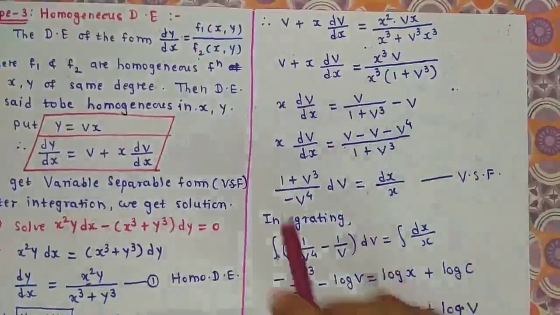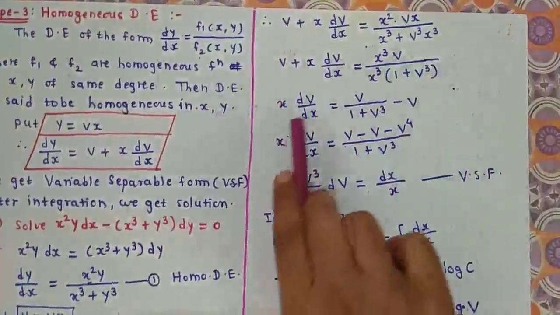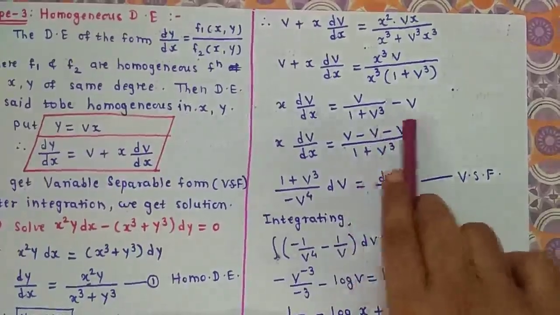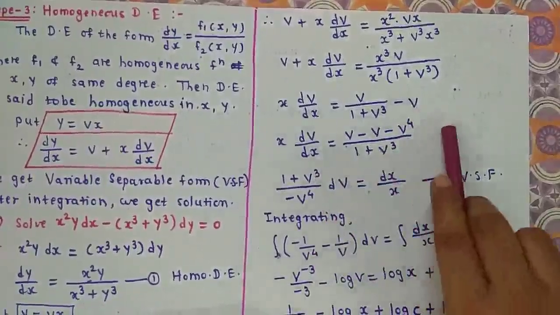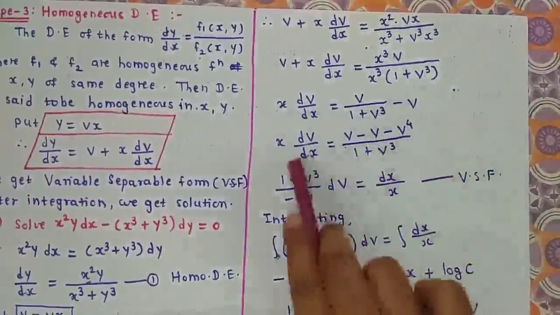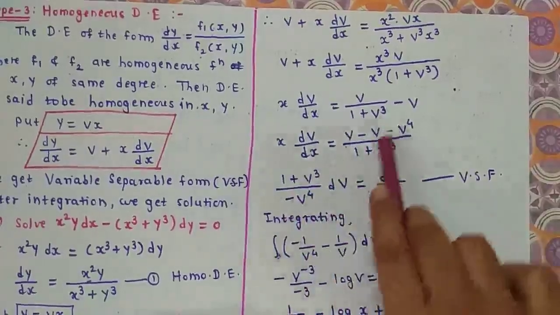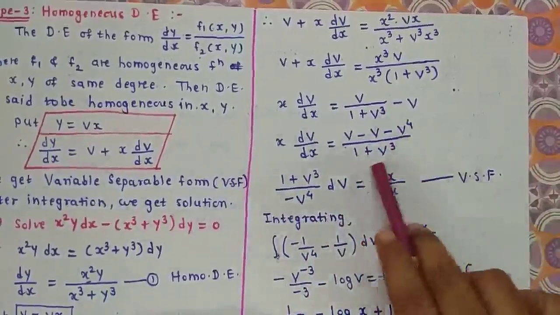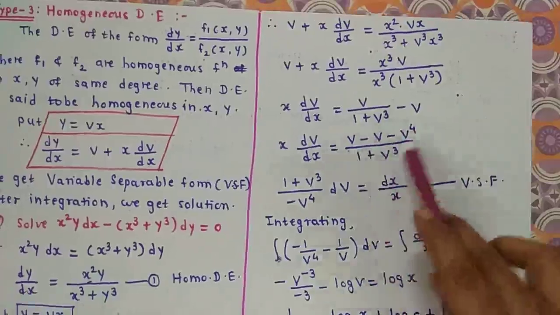Also in the next step we shift this plus v to the right side, and hence we get x dv by dx equals v upon 1 plus v cube, minus v. Now we do the cross multiplication, so due to this we get this step. Now after that, here v minus v get cancelled, so simply remains minus v raised to 4 upon 1 plus v cube. So in the right hand side there are only terms of v.